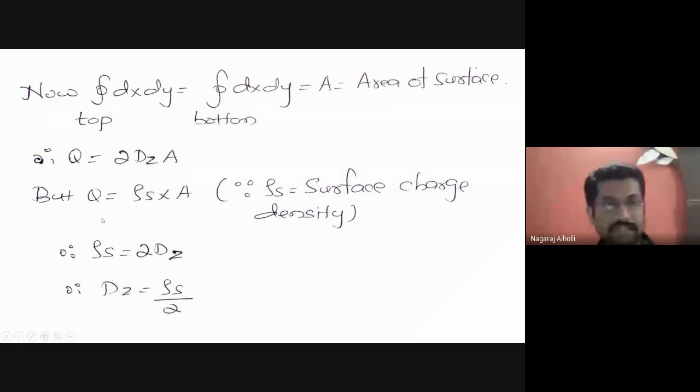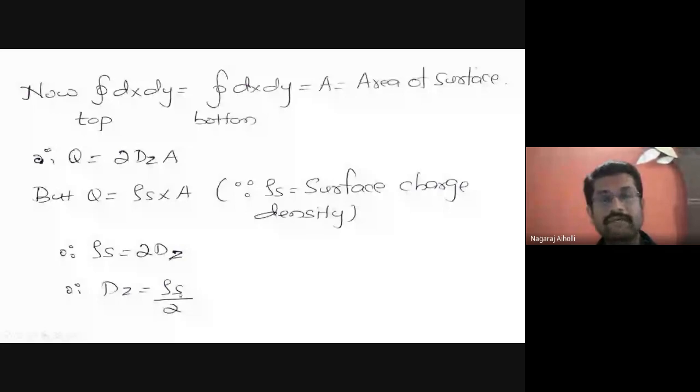If you are substituting this Q is equal to rho s A in the above equation, rho s into A will be equal to 2 Dz A, or rho s will be equal to 2 times Dz. Therefore Dz will be equal to rho s divided by 2. Dz is rho s divided by 2. This is the z component of the electric flux density that we are getting.